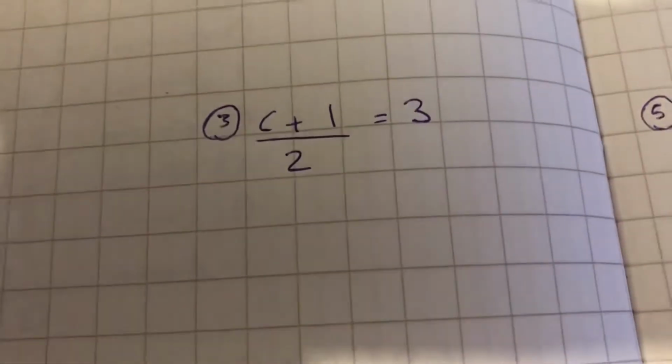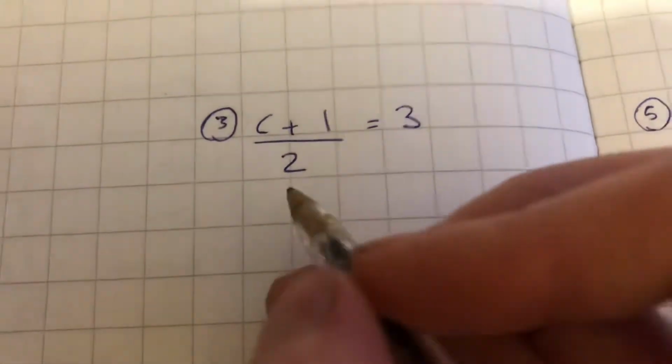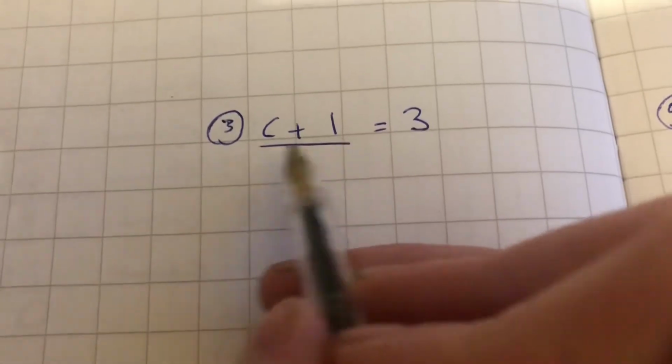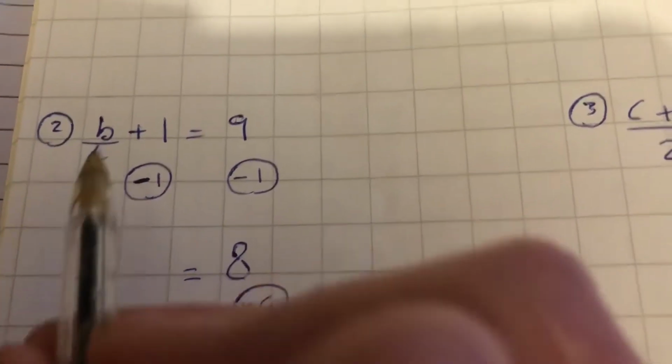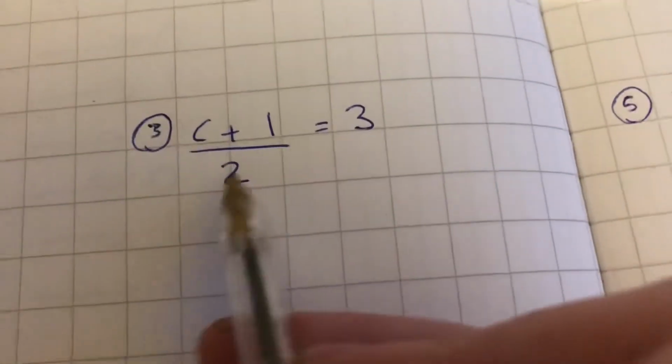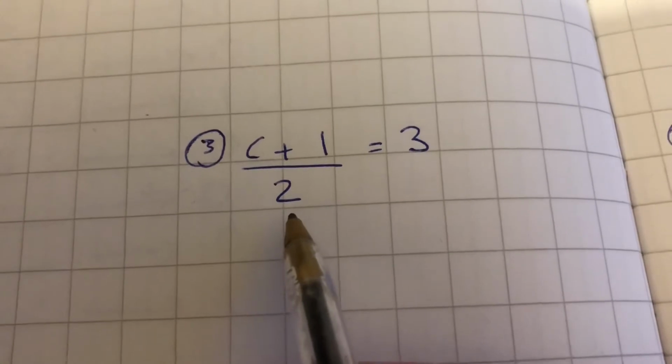Moving on, another type of two-step equation which we have looked at, but just comparing example 2 and example 3, you'll see the slight difference here. So c plus 1 all over 2, that's a big difference from where it was just b over 4. So c plus 1 all over 2 equals 3.